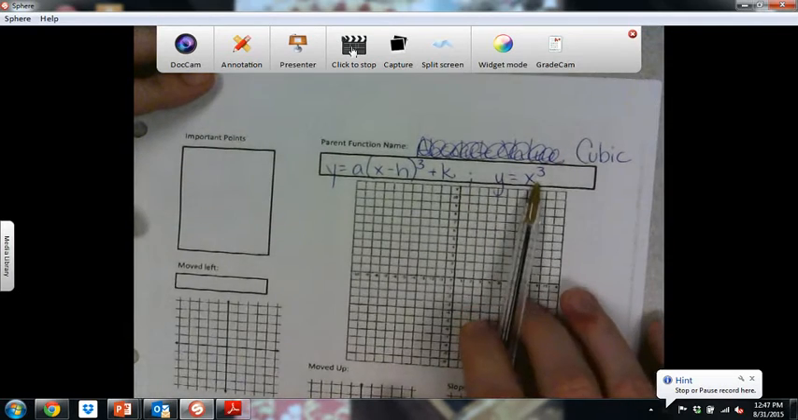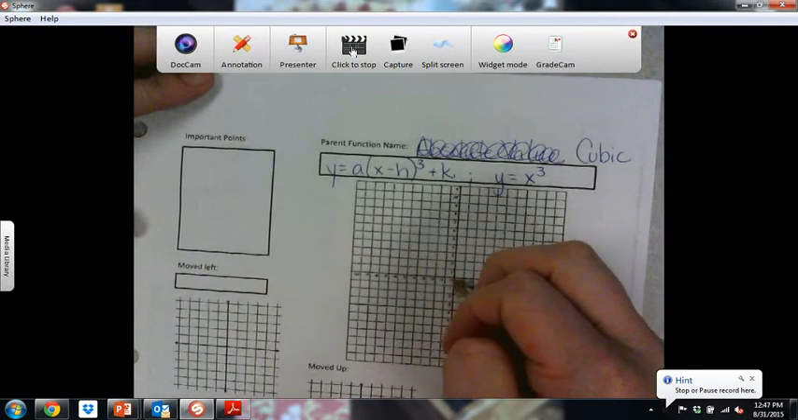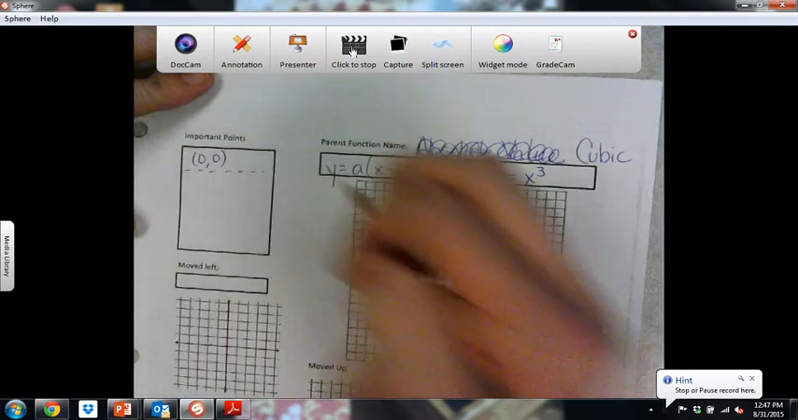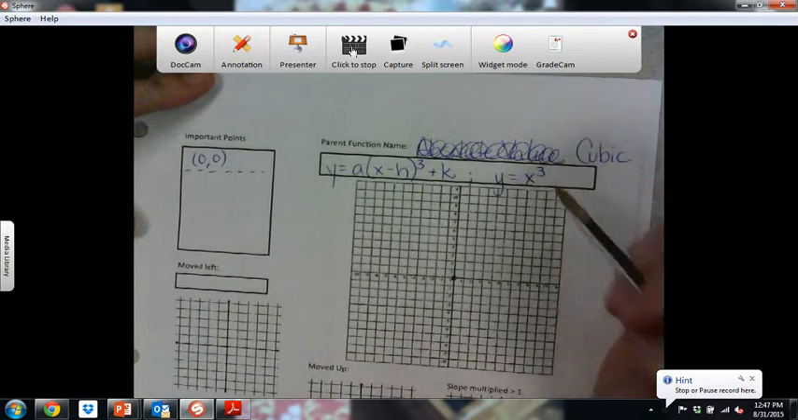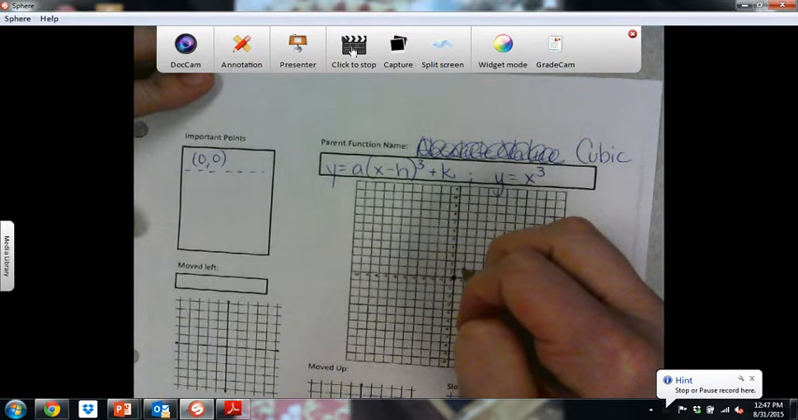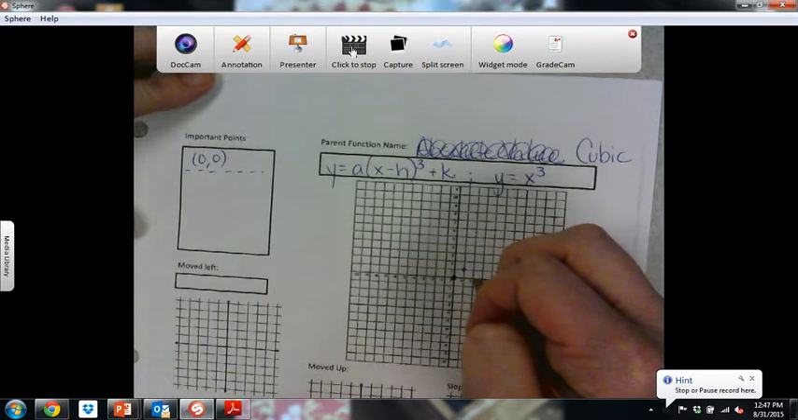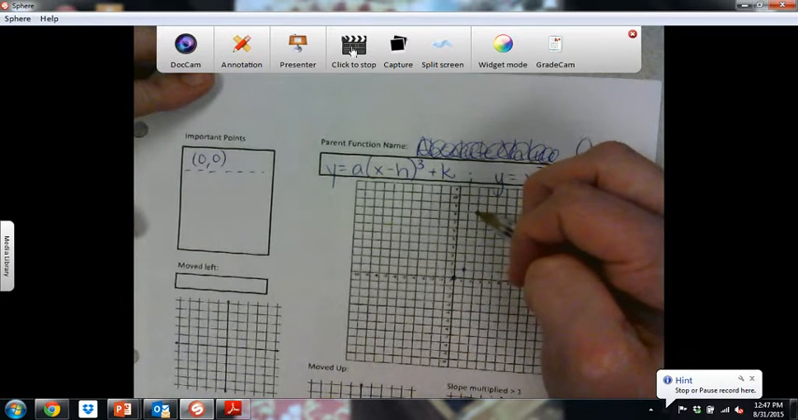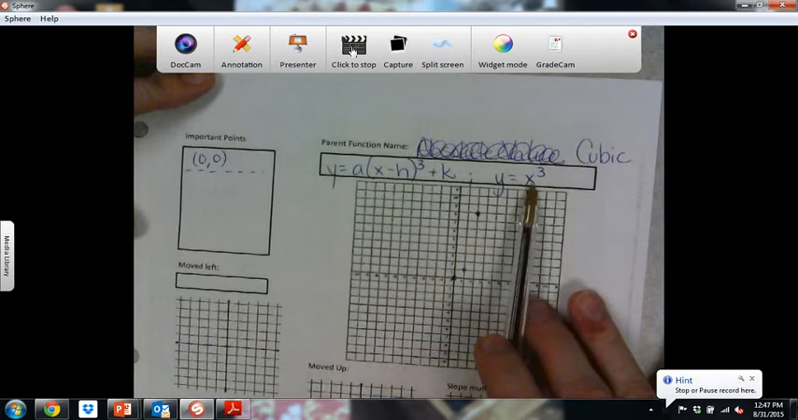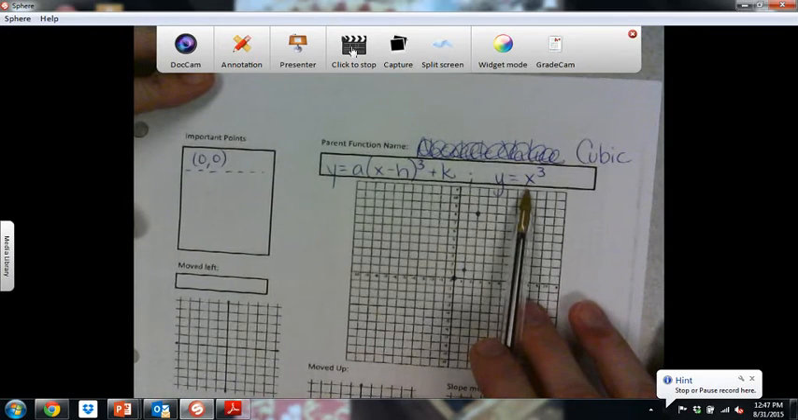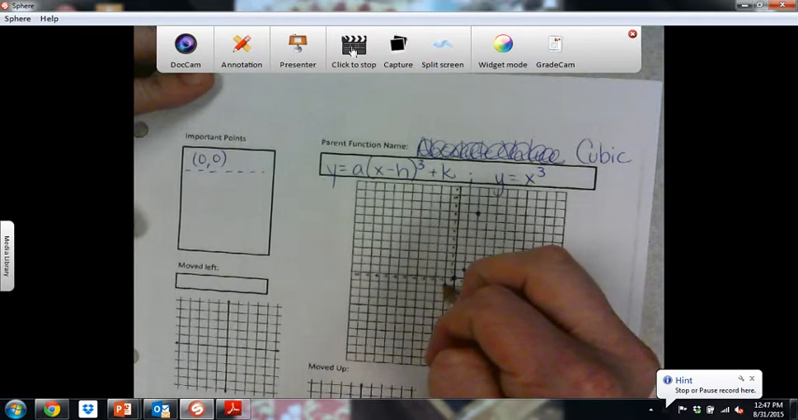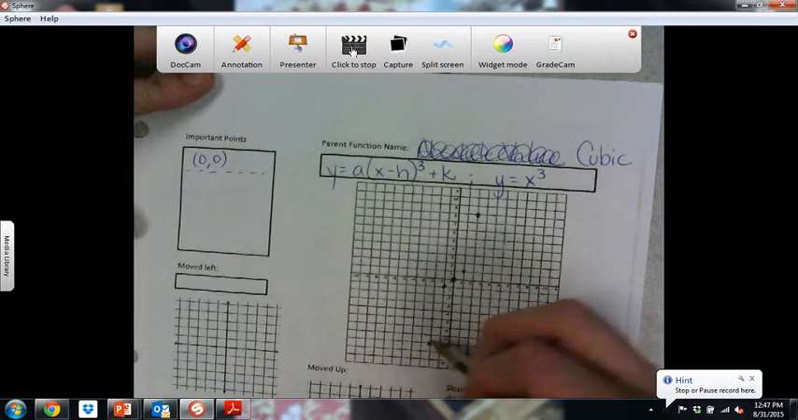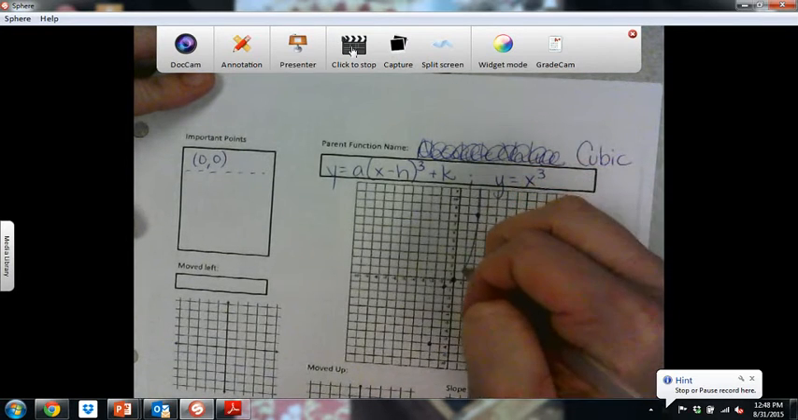And so again, if I plug in 0, 0 to the third power is still 0. So our main point here is again 0, 0, as it was for all of these functions. Then if I plug in 1, 1 to the third power is 1, so that would be here. 2 to the third power, 2 times 2 is 4, times 2 again is 8. Move all the way up here to 8. Now, I also want to take care of some negative numbers. Negative 1 to the third power is negative 1. That would be here. But negative 2 to the third power is going to be negative 8. And so we get this function right here.